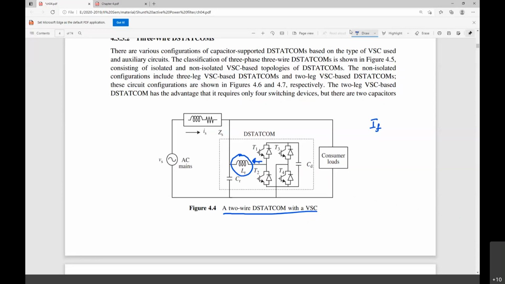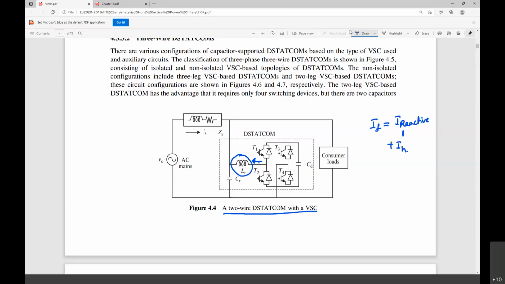Here, in this particular case of a 2-wire D-STATCOM, this is a single phase system. This entire thing is a single phase system. In this case, the filter current can supply the reactive component of the current plus the harmonic component.